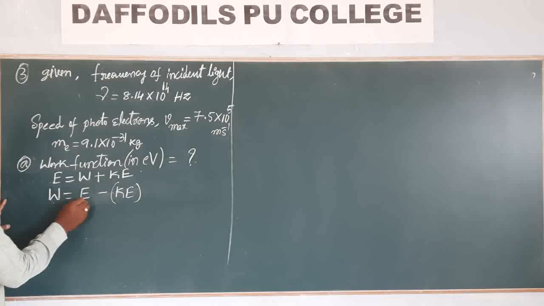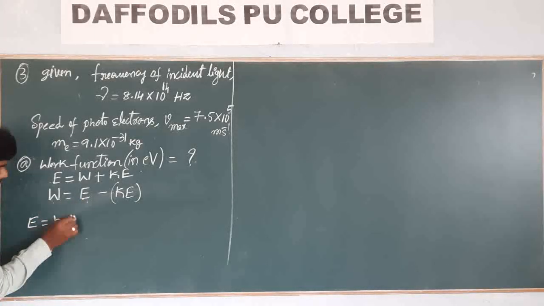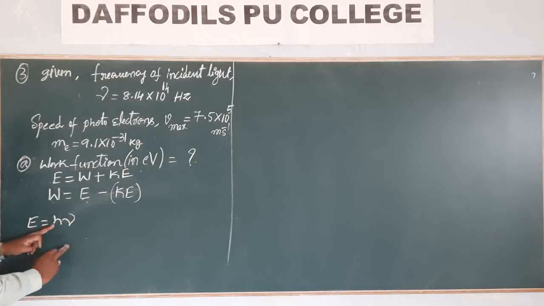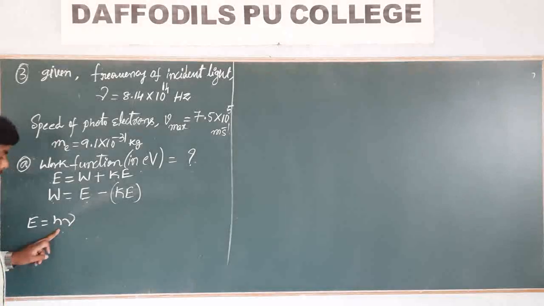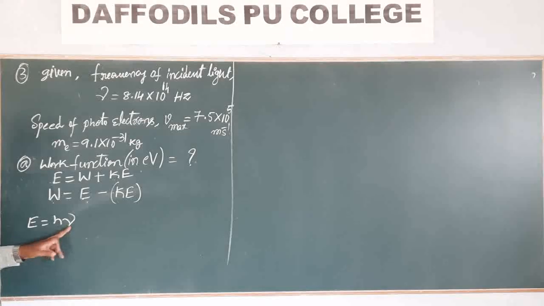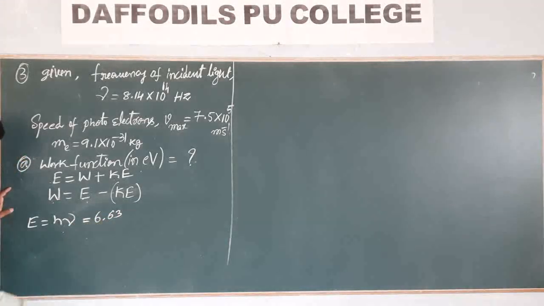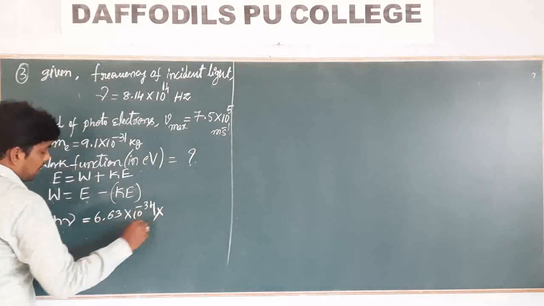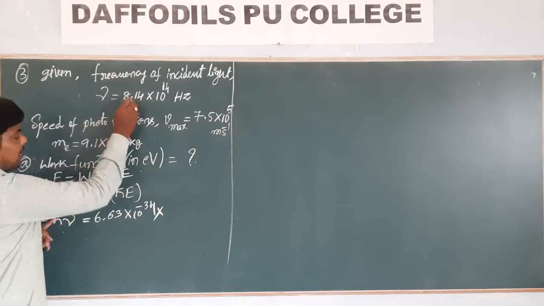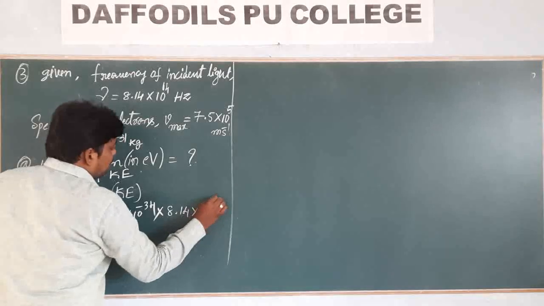What is the energy? Energy is equal to h nu. And kinetic energy is equal to half mv square. Is it possible to calculate the energy value? Yes. We know the h value and they have given the frequency of the incident light. Just substitute: 6.63 into 10 to the power minus 34 into the frequency. The frequency of the incident light is 8.14 into 10 to the power 14.